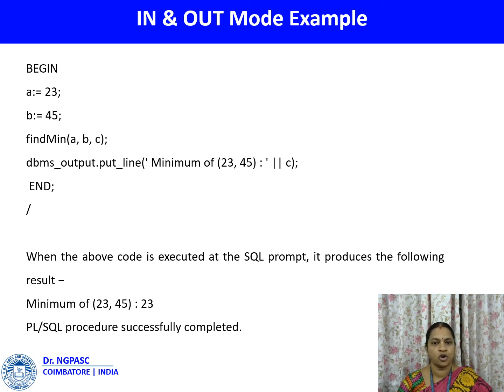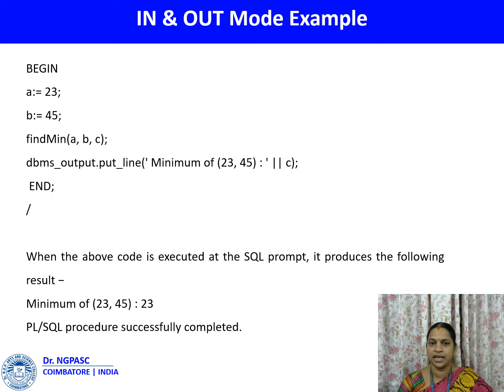Now we have to call that procedure by passing values to the parameters. Here we have declared a := 23, b := 45. So 23 will be assigned to the variable a, and 45 will be assigned to the variable b. And we have to call that procedure find_min. This is the procedure name. Within brackets, we are passing these two values through the IN parameters, and we have to get the output value into C. So we have to use these three variables.